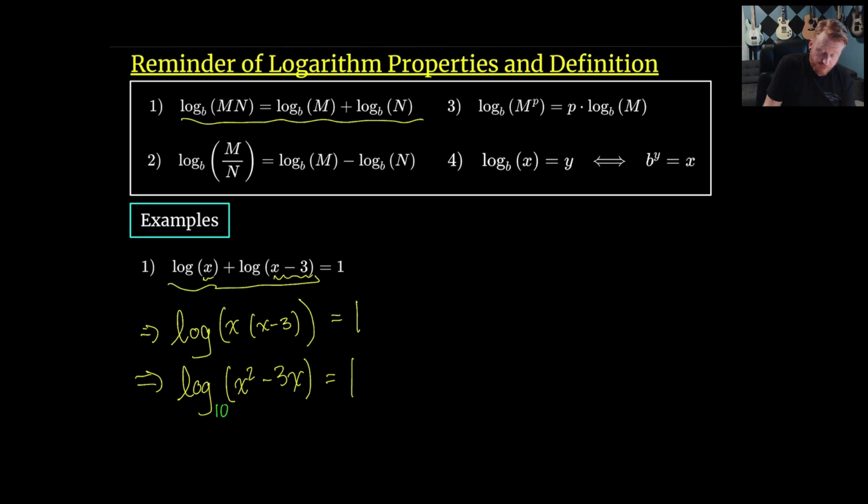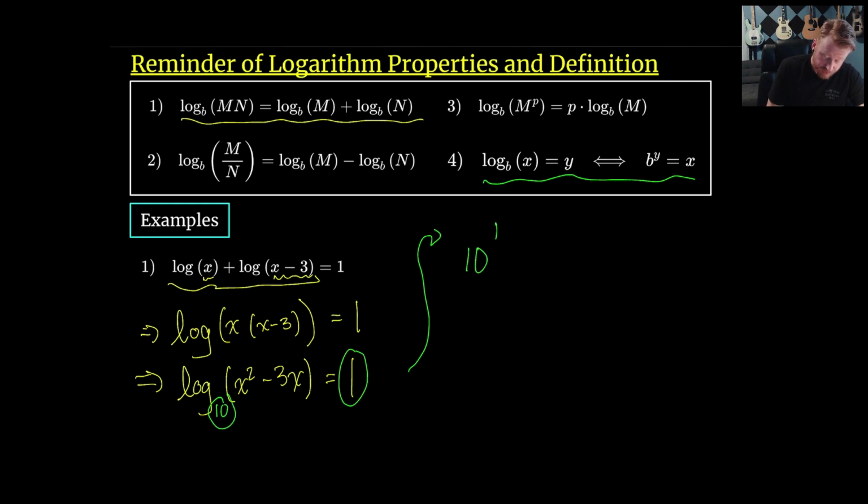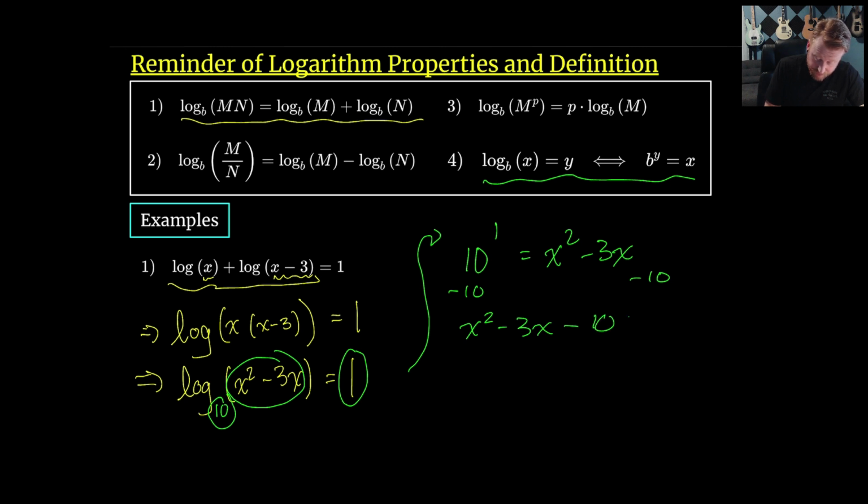So at this point, we should use the definition, and we can actually put this back in exponential form, and I think that should help us solve this problem from here. So putting this in exponential form, this says that the base is 10, and when I raise that to the first power, I should get the inside of the argument here, x squared minus 3x. So that is putting that back in exponential form, and now we have something that we can totally solve. If I subtract 10 from both sides, then we'll get x squared minus 3x minus 10 equals 0.